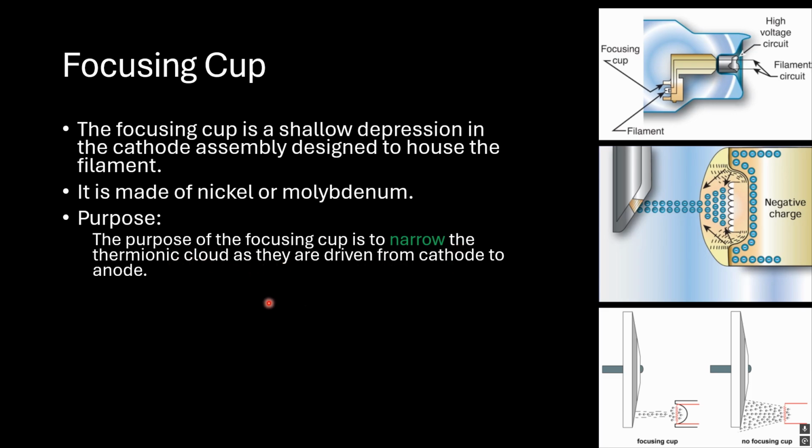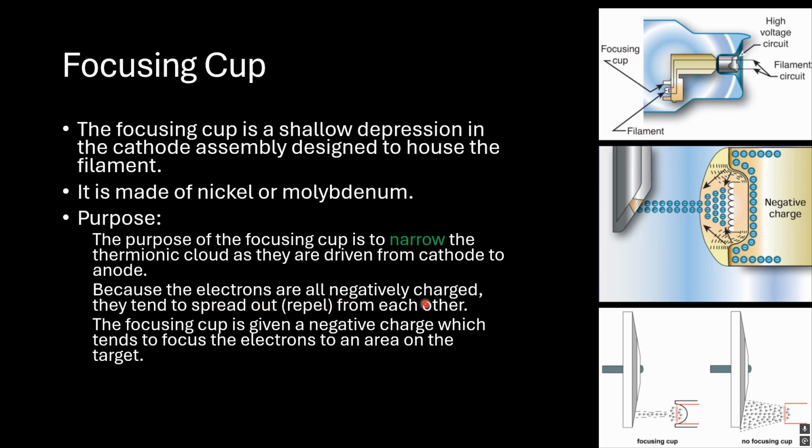from cathode to anode. Because the electrons are all negatively charged, they tend to spread out or repel each other. As we condense a large number of electrons, all of them negatively charged, they repel each other. The focusing cup is given a negative charge, which tends to focus the electrons to an area on the target. So let's take an example here. We have no focusing cup. This is the filament. As the electrons push each other away, we will have a large or wide beam.